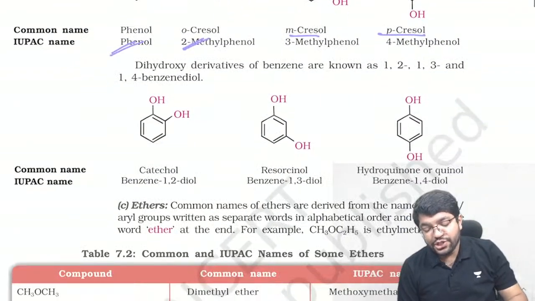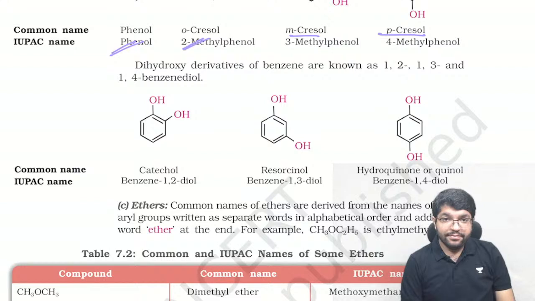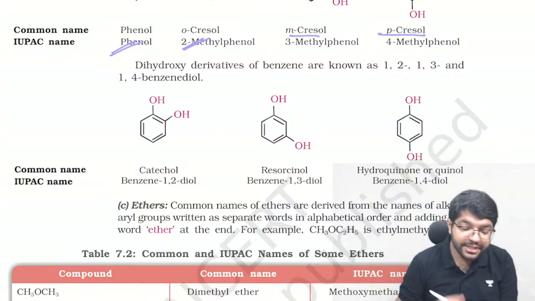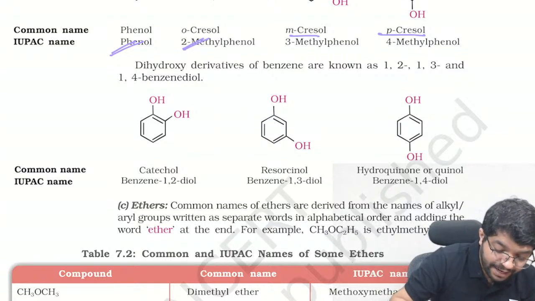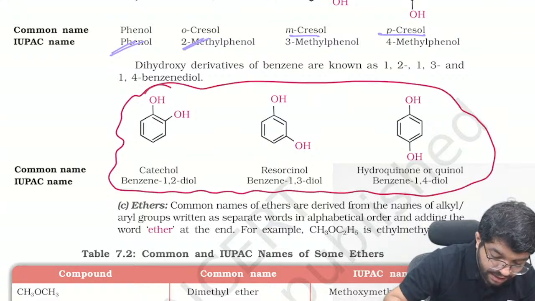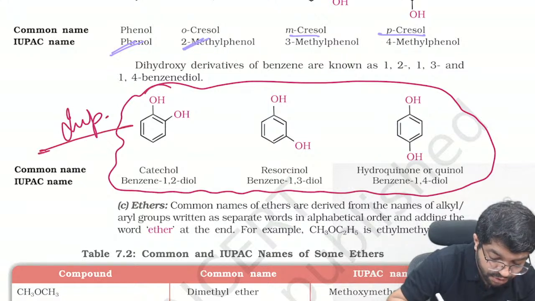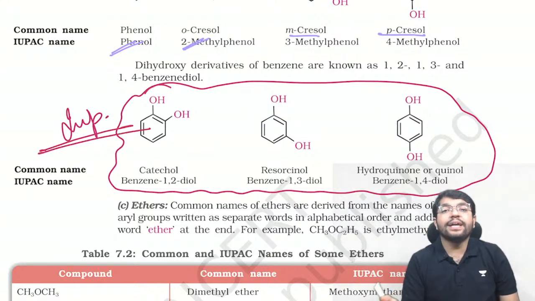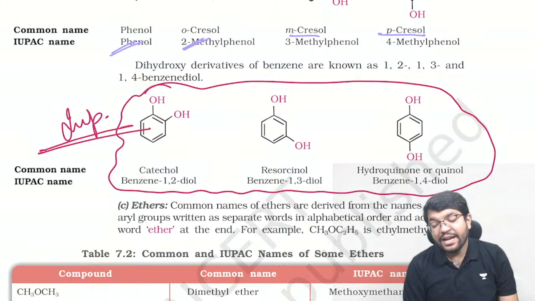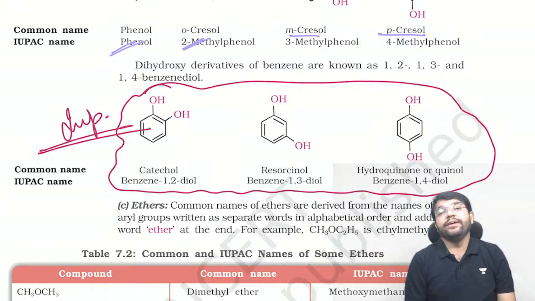Right, now 2 OH is catechol. My neighbor a little far is resorcinol. Very far is quinol. These three names are to be penned down in your notebook. There's something which is most important. Two OH together: neighbors, catechol. A little far, resorcinol. Very far, hydroquinone or quinol.